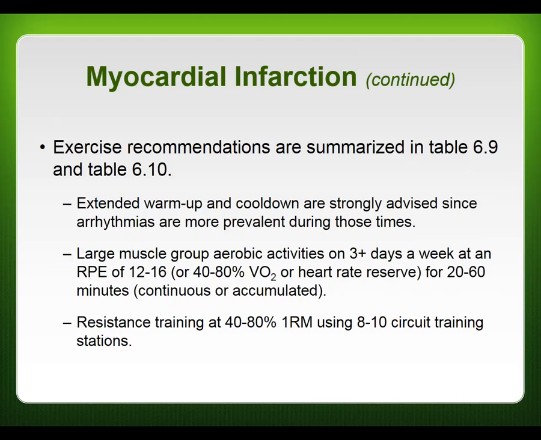Again, they have recommendations on pages 6, 9, 6, 10. Extended warm-ups and cool downs, again, are strongly recommended. Ease them in, ease them out, so that we don't have any complications with arrhythmias. Large muscle group aerobic activities on 3 or more days a week, an RPE of 12 to 16 or 40 to 80% of VO2 for 20 to 60 minutes. Resistance training at 40 to 80% of 1 rep max using 8 to 10 circuit training stations, again, is recommended.